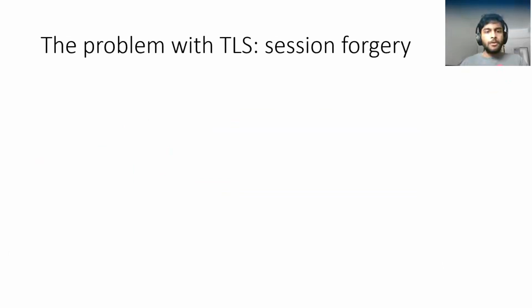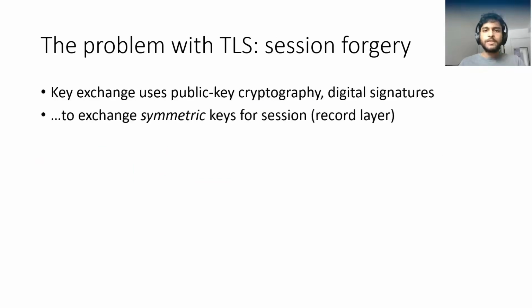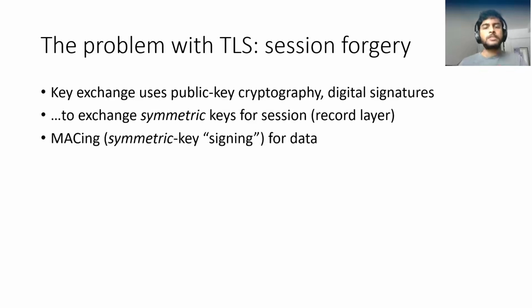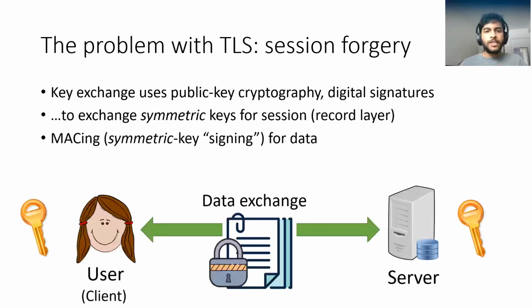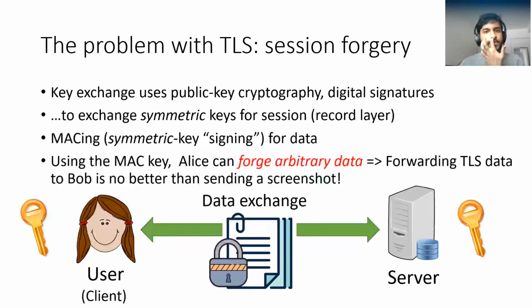To explain the problem, TLS uses public key crypto or digital signatures for the key exchange phase, but switches to using symmetric keys for the record layer. And record layer integrity is provided through a MAC rather than a true digital signature. Essentially, Alice and the bank have a shared MAC key. But what this means for us is that Alice can use this MAC key to forge a transcript before forwarding to Bob, for example, to look like a multimillionaire.